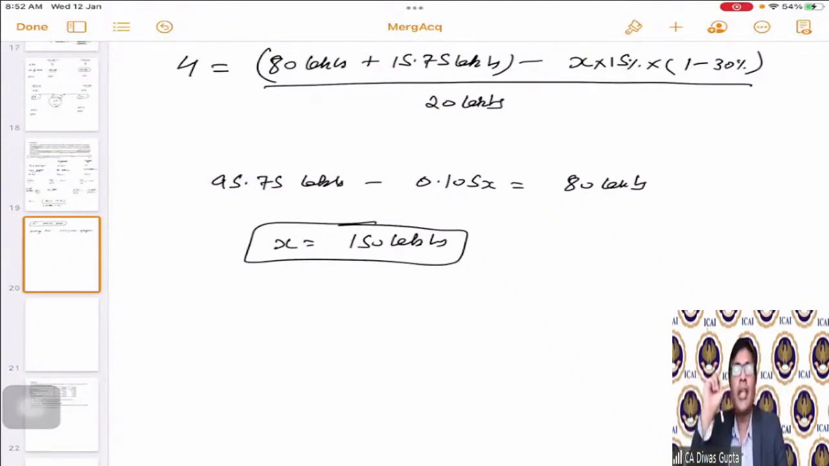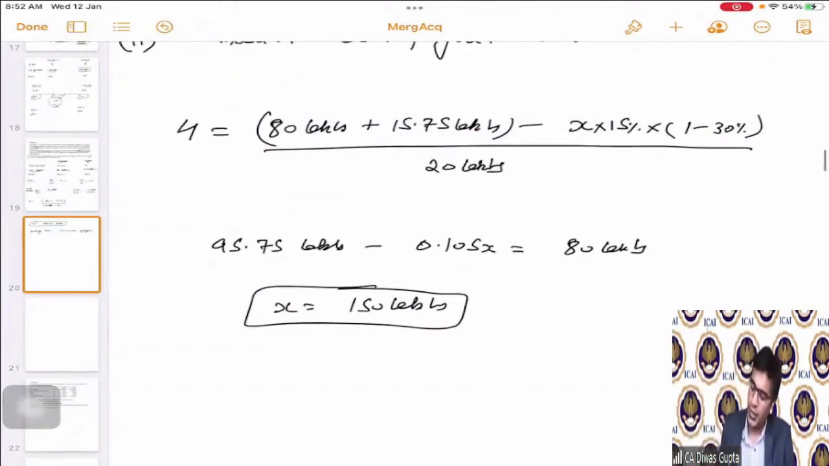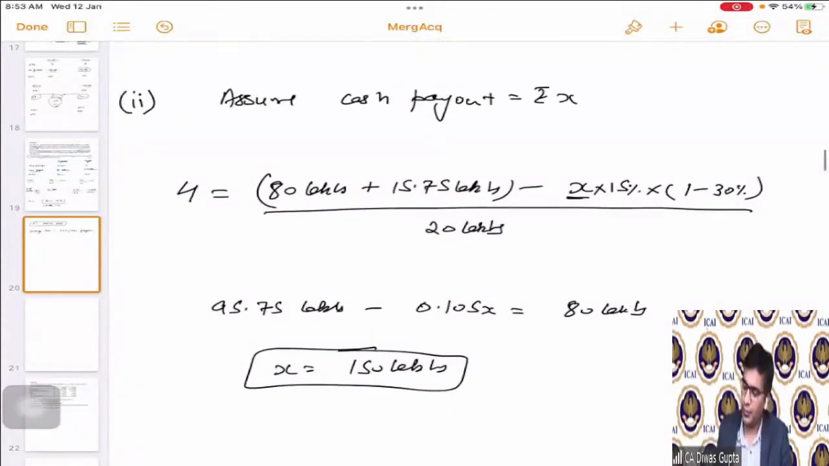So the amount of cash required to be paid is 150 lakhs. Then only he will be able to maintain the same EPS after merger. Because if you put instead of X here 150, you will get 4 rupees EPS per share. Okay, students. Meanwhile, you note it down.